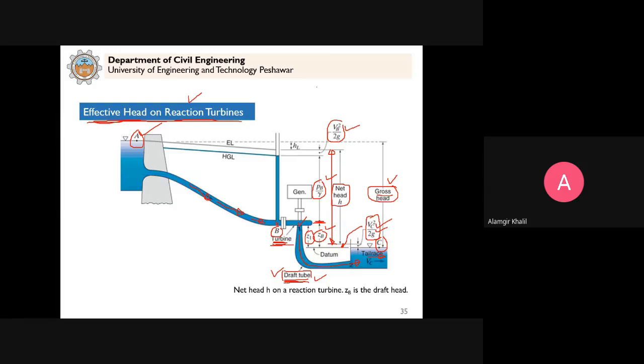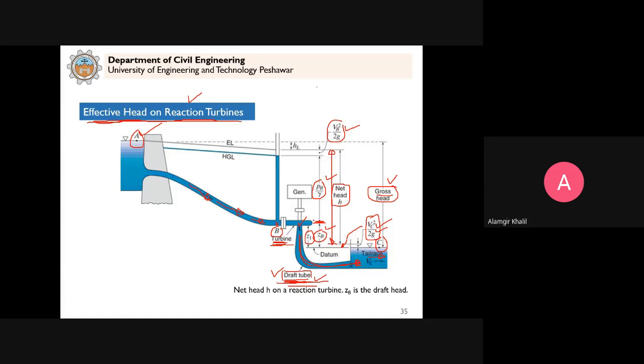So that's why this draft tube, which is nothing but an increasing cross-section pipe, connects the turbine with the tail race. So this is the draft tube. What are the purposes of the draft tube? Now, two primary purposes of the draft tube.